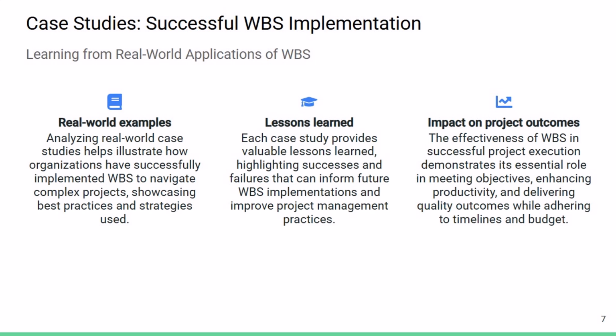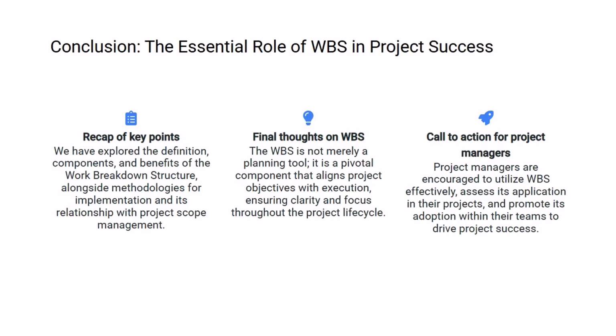Now, the effectiveness of the WBS in successful project execution demonstrates its essential role in meeting objectives, enhancing productivity and delivering quality outcomes while adhering to timelines and budgets. So, to conclude, what we have read today is the essential role of WBS in project success. We have explored the definition, the components, even the benefits of the work breakdown structure, alongside the methodologies for implementing it and its relationship with project scope management, and how it is beneficial.